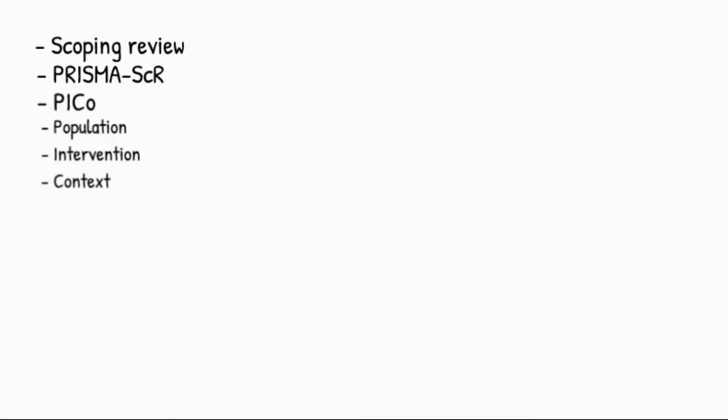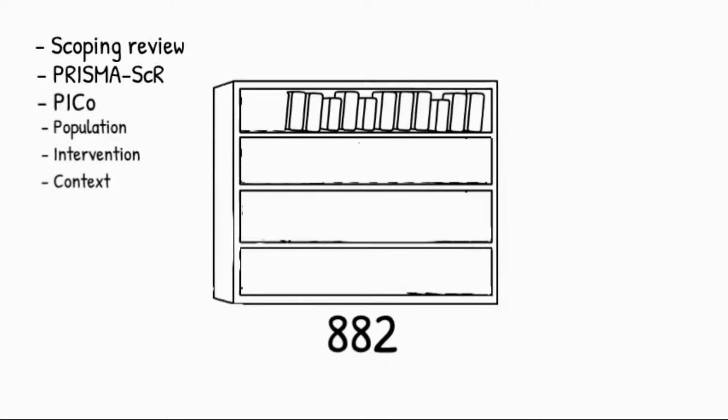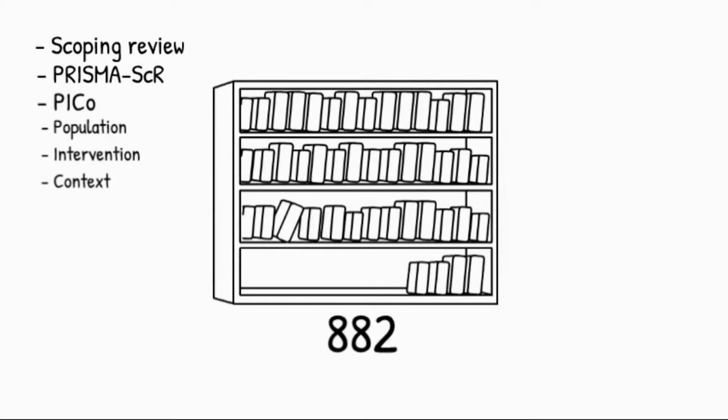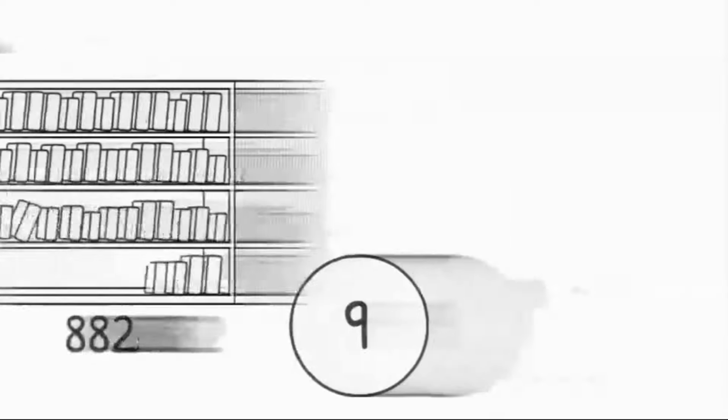We conducted a scoping review and systematically searched 4 databases. We followed the PRISMA-ScR and guided our search by applying the PICo method. We identified 882 potential records. After removing duplicates and screening abstracts and full-text articles, we included 9 papers in the analysis.